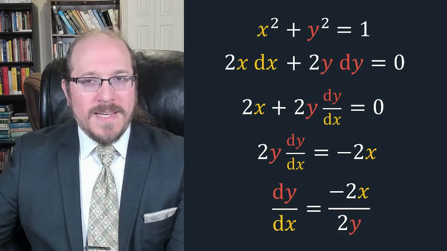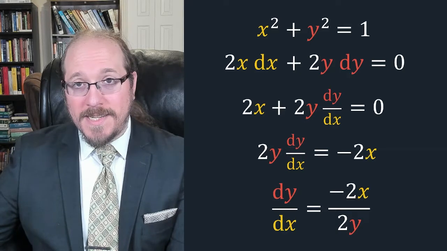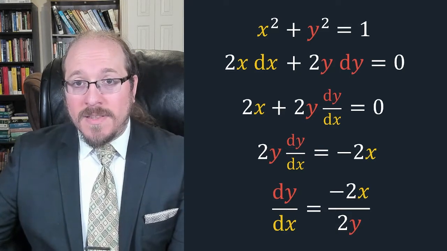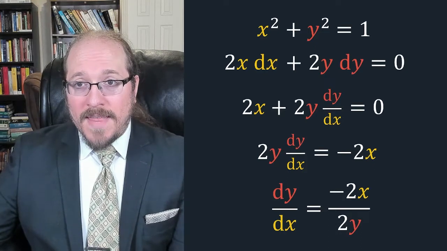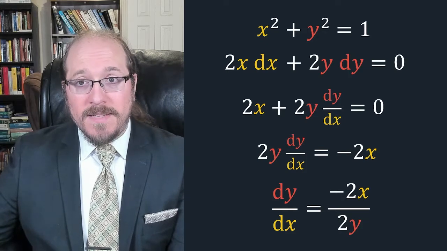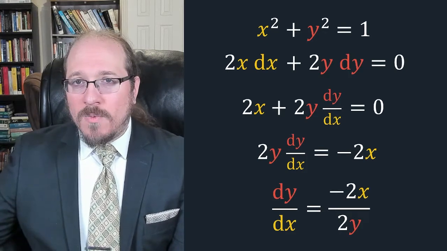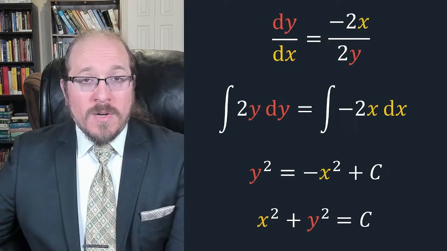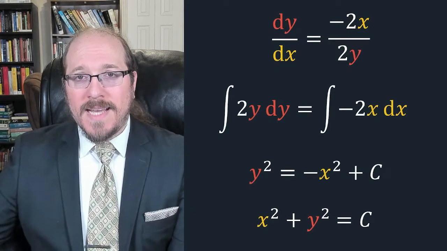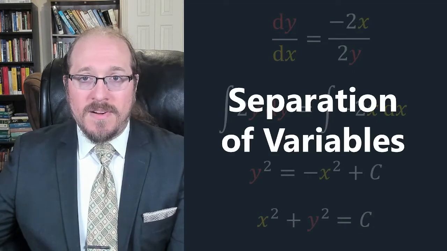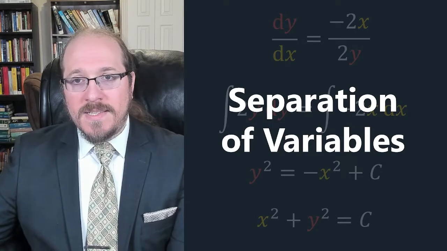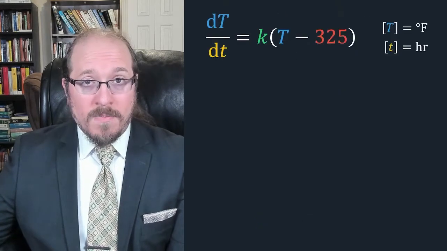Think back just a few lessons to when we did implicit differentiation. Given an equation in two variables, say x and y, we took the differentials of both sides and then rearranged the terms to solve for dy over dx algebraically. Well, if we could somehow reverse this process, it seems we could recover the original relationship between x and y. That technique is called separation of variables, for reasons that'll soon become clear.